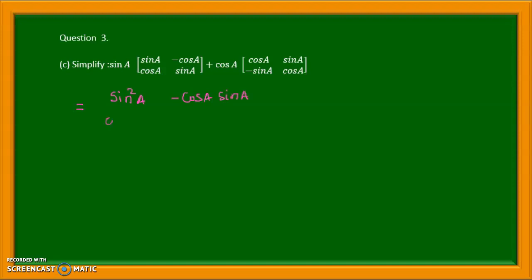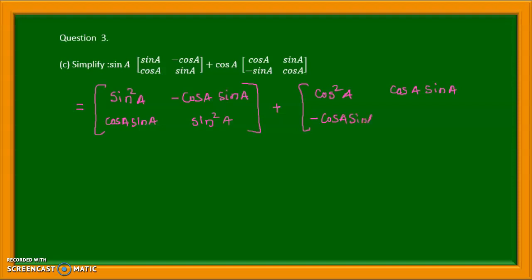Sin A into cos A you will get cos A sin A, and sin A into sin A, again you are getting sin square A. First matrix it's over. Second matrix, we need to multiply. So cos A into cos A, you will get cos square A, and cos A into sin A, cos A sin A, and then minus sin A into cos A, you will get minus cos A sin A. And last you will get cos square A.